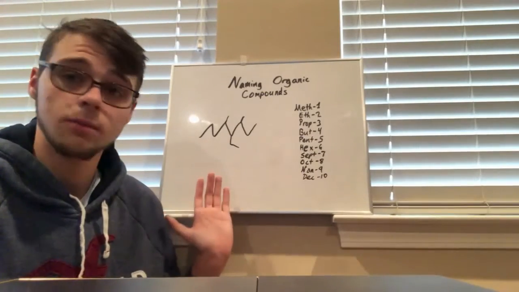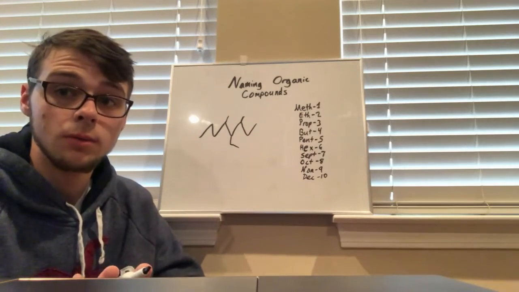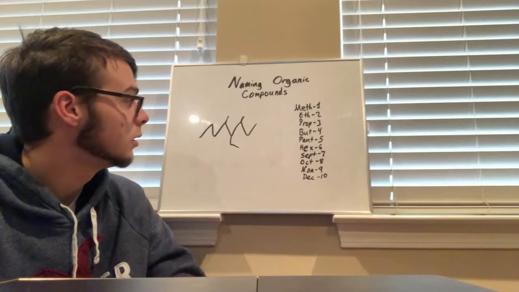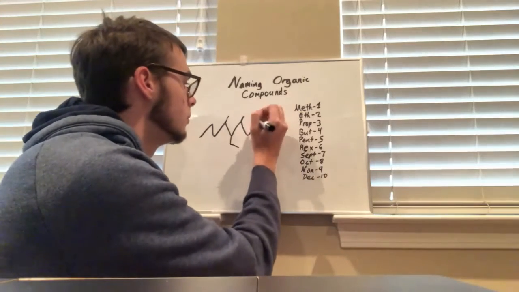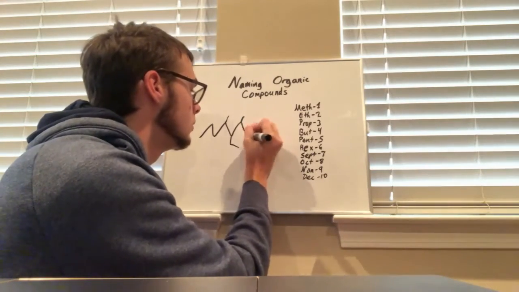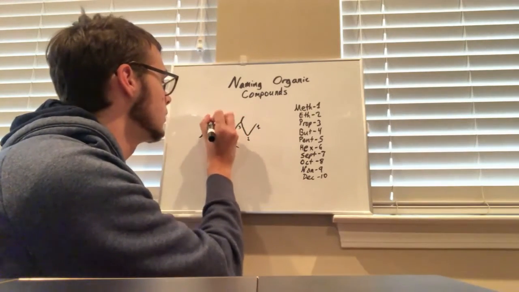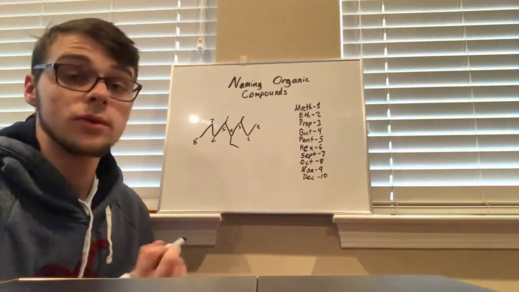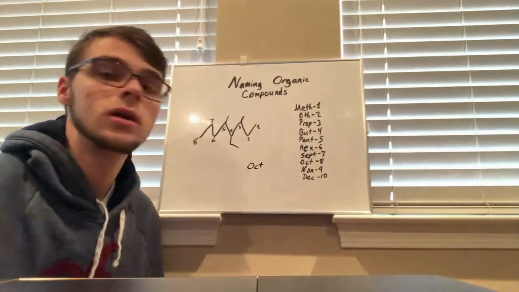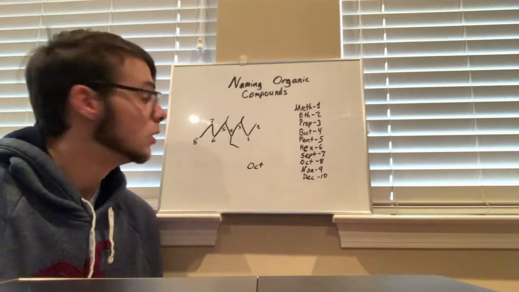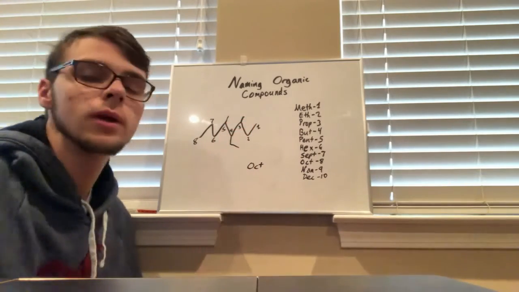Here is another example that we can do together. So first, we find out how many carbons are on this carbon chain, and make sure the substituents are on their lowest possible number. So there's 1, 2, 3, 4, 5, 6, 7, 8. There's 8 carbons, so this is an oct. Next, we look at our substituents. We see that we have 2 different substituents. We have 2 methyl groups and an ethyl group.